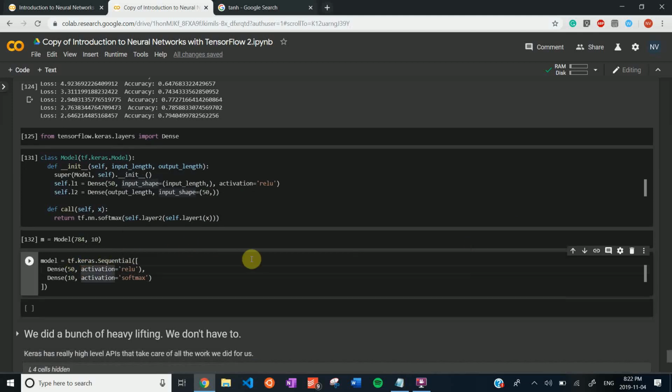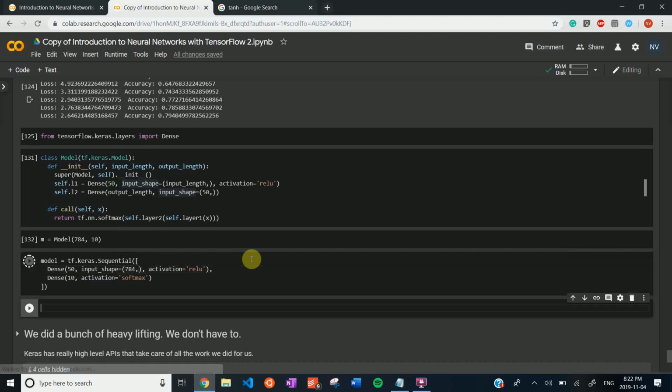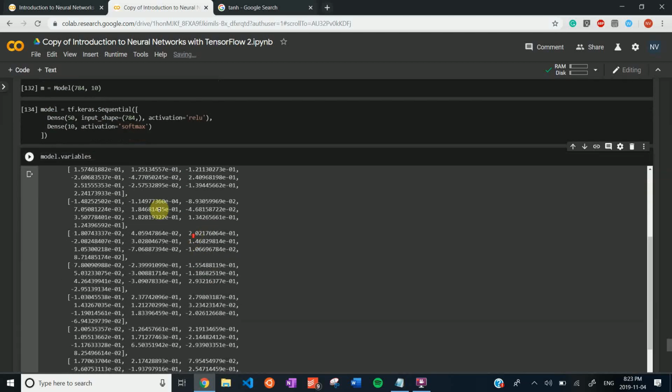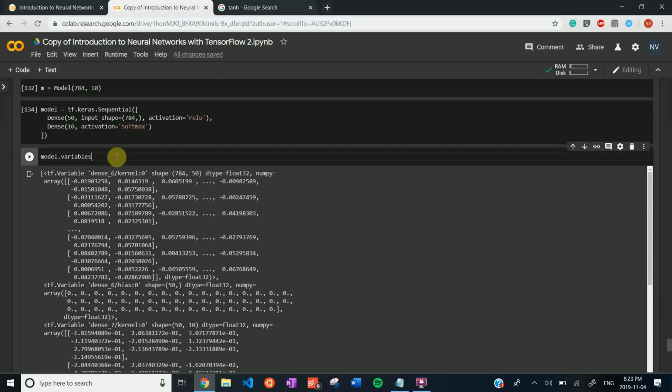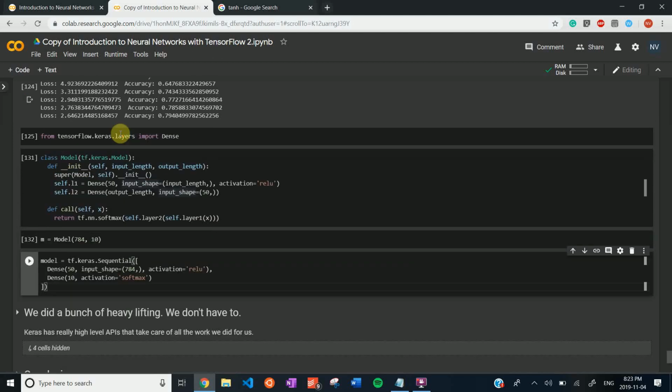Yeah, great. And if we define an input shape, this should give us access to, maybe, yeah. And so we have a list of the variables just like what we had before, and so on.